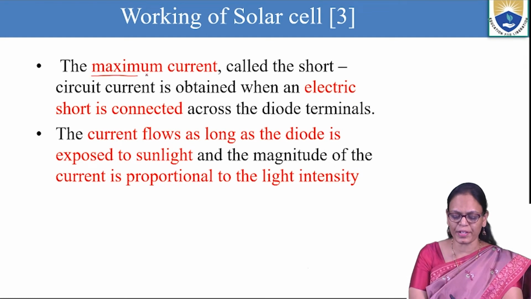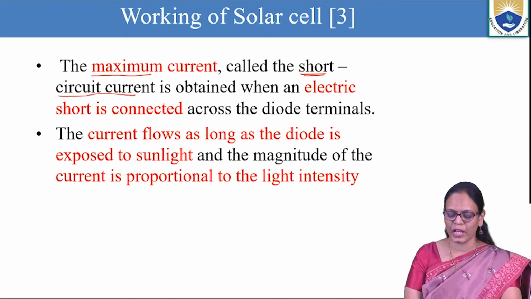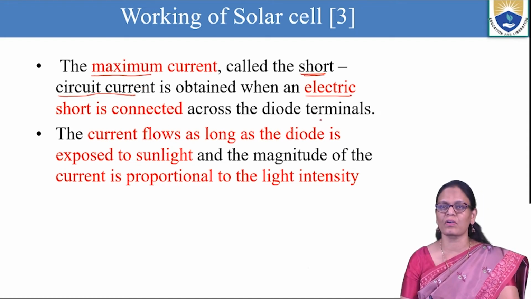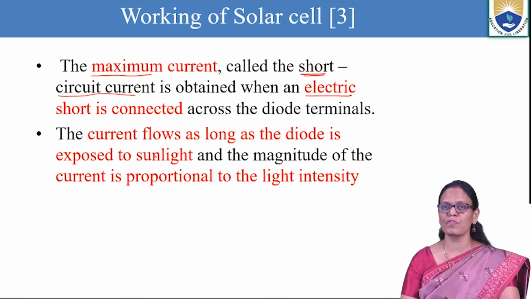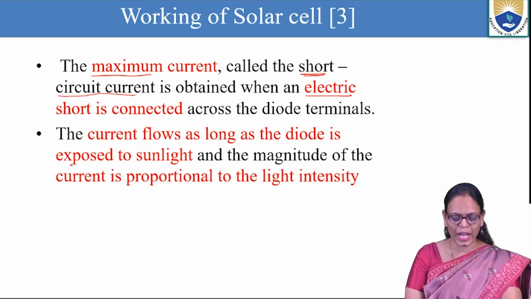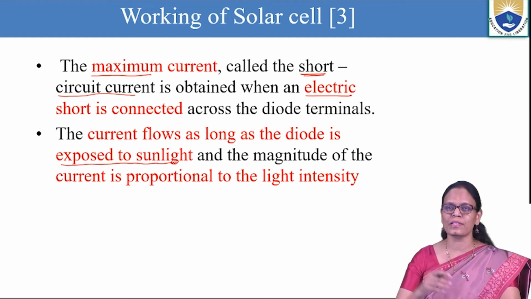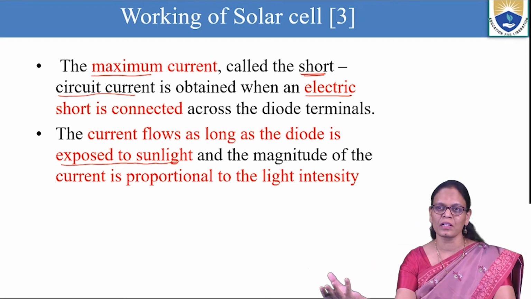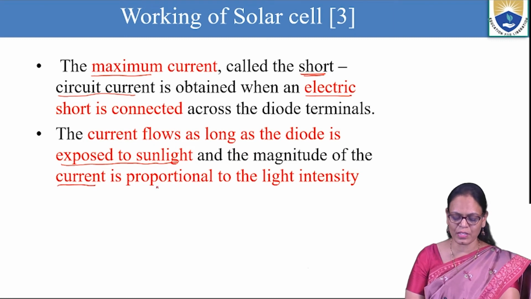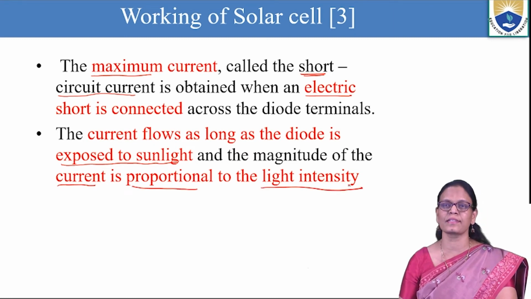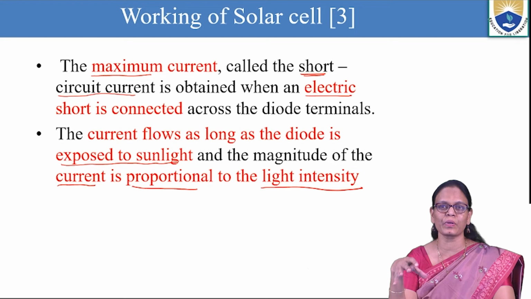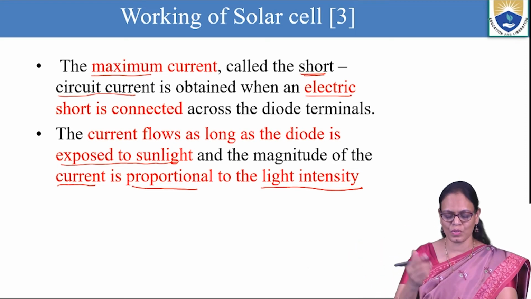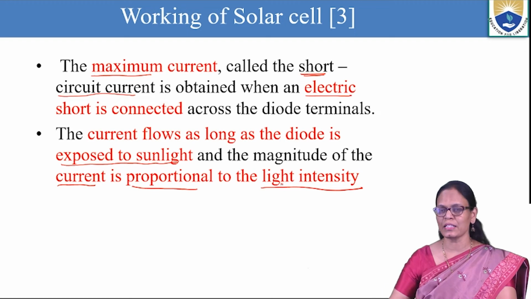Now the maximum current is called the short circuit current. So when do we get the maximum current? It is when the electric short is connected across the diode terminals, and current flows along the diode as long as it is exposed to the sunlight. So as long as the diode or the solar cell is exposed to sunlight, there will be current, and the magnitude of current is always proportional to the intensity of light. So the more the intensity of light, the more the amount of light incident per unit area, the more will be the current. So current is proportional to the light intensity.